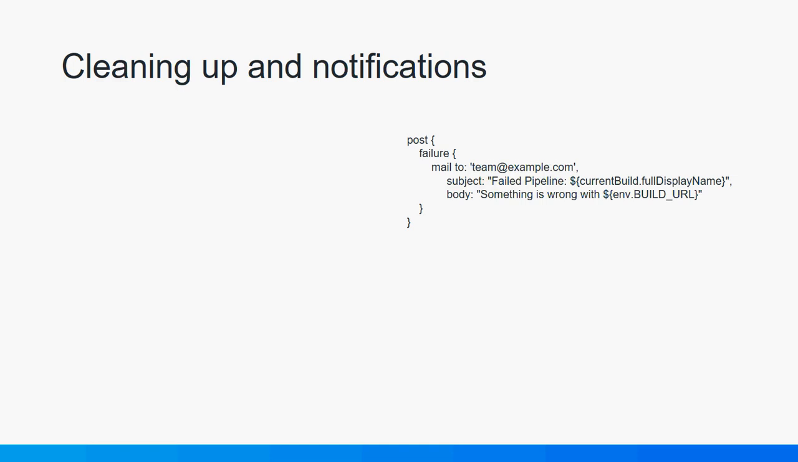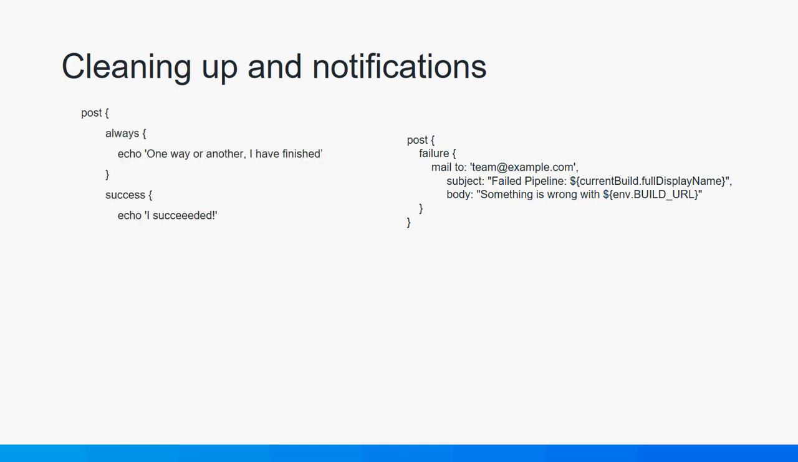Okay, this is the next block of the pipeline, where you define what you need to do after the execution of the pipeline. When there's a failure, you can send a mail to the team, or different actions can be done. You can even send a message to Slack. Based on the plugins you have installed in your Jenkins, you can do a lot of these actions.